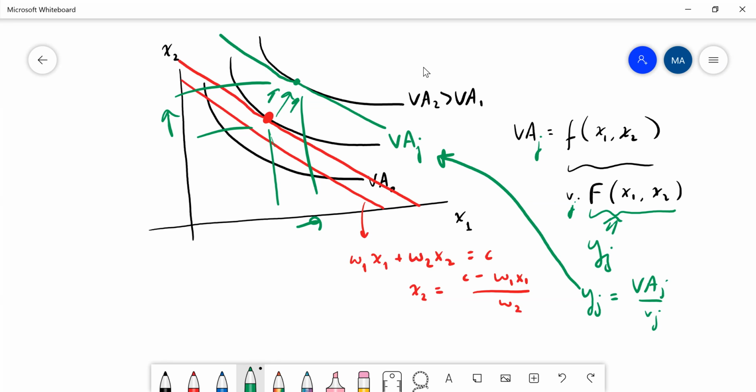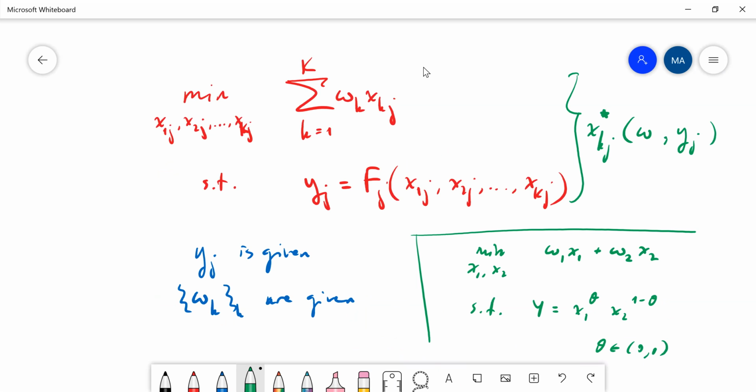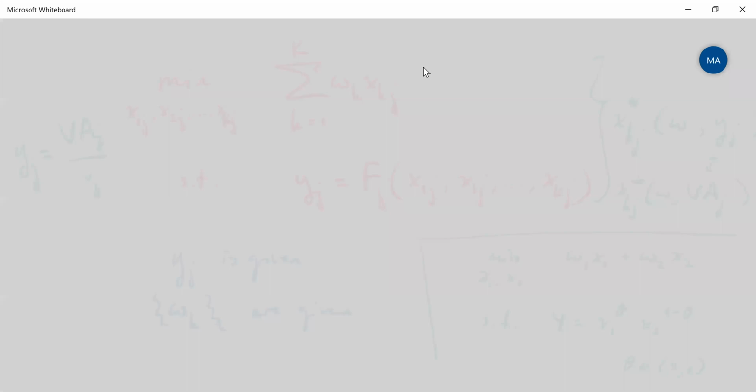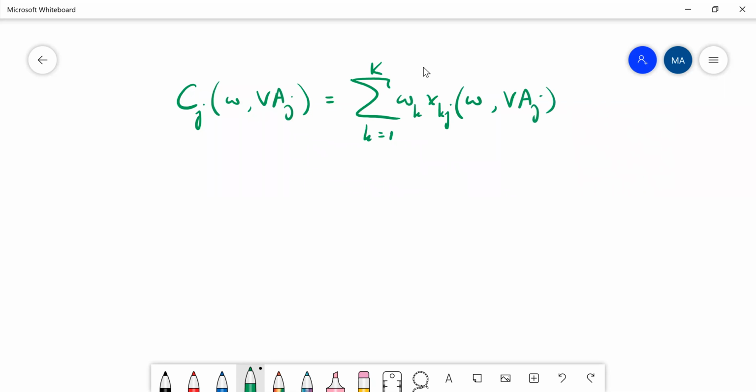But we also have, now let me go back to where I am. I was here, I guess. Yes. So once you find it, realize that you can write this function as xkj of omega, VAj as well, because there is a one-to-one relationship between yj and VAj. Again, don't forget yj is equal to value added j divided by vj. So if that's the case, your total cost, the cost of firm J, will be written in this way. Now it will be the sum from k equals 1 to K of omega k, xkj of omega, VAj.